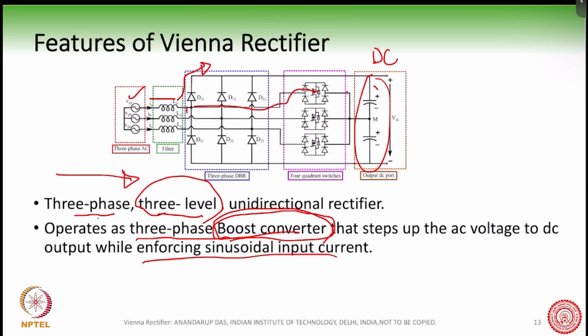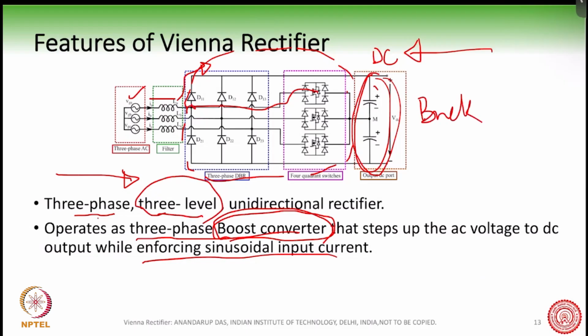On the other hand, I told you that this has very much similarity with the NPC, the T-type NPC. And we have studied the T-type NPC also when we were talking about inverters, DC to AC converters. Now, suppose you look from the DC side, then what happens? This entire converter here is basically like a modified version of NPC. So if you look from the right-hand side, this becomes a buck converter.